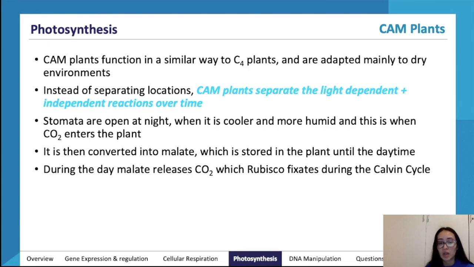And so you open your stomata at night when it's cooler and more humid, and this allows the carbon dioxide to actually enter the plant. That carbon dioxide will then be converted into malate, which is then stored in the plant until the daytime. During the daytime, your stomata might close and you might not be getting enough carbon dioxide, but that's okay because you've already got the malate there, and that malate will then release that carbon dioxide, and this allows rubisco to fixate it during the carbon cycle. Okay? So keep in mind, CAM plants have separation of the light-dependent and independent stages of photosynthesis temporally. I think it's the right word, temporally, or over time, whereas the other one is a location-based differentiation.